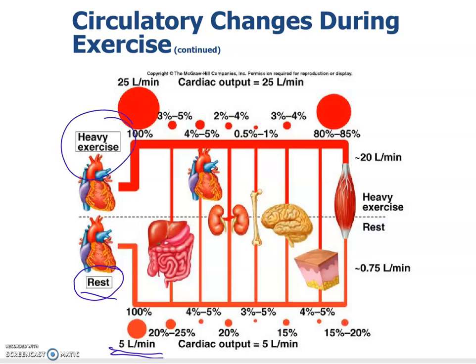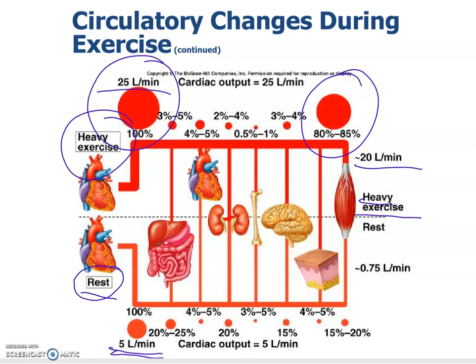Now we do heavy exercise. What's going to happen? Our cardiac output is now 25 liters per minute. How do we achieve that? We up the heart rate, we up the stroke volume, we improve the venous return, we breathe deeper, all of those things. And now 80 to 85% of that cardiac output of 25 liters is going to skeletal muscle tissue because we are doing heavy exercise. So these muscles need to get a lot of oxygen and fresh blood supply. So they're getting 20 liters per minute alone.